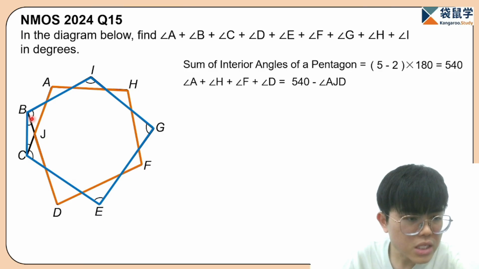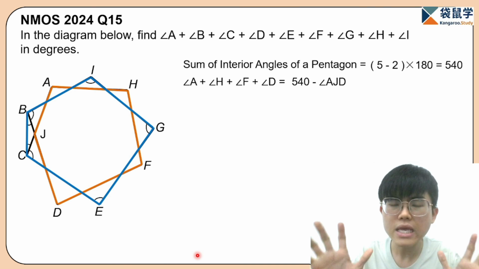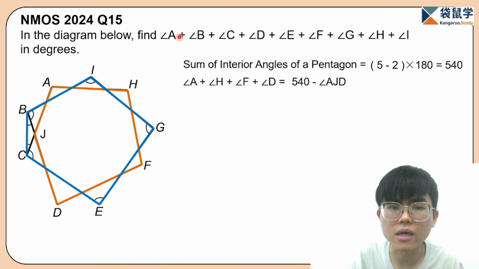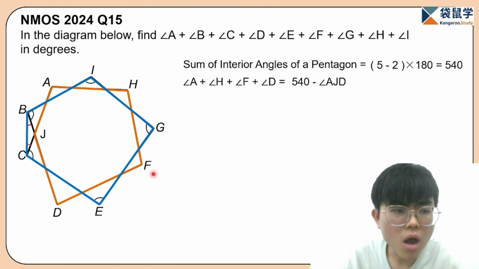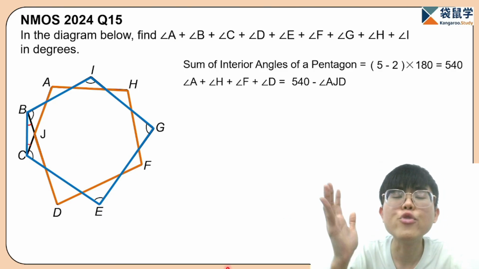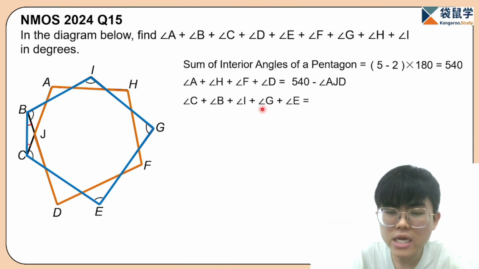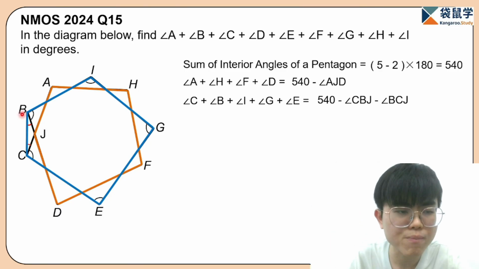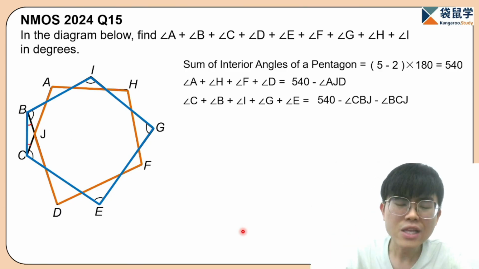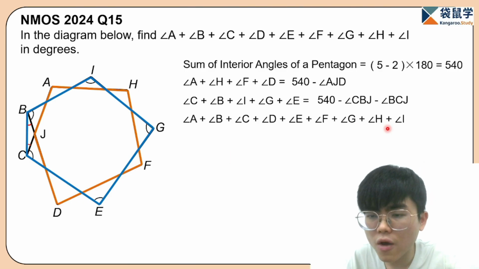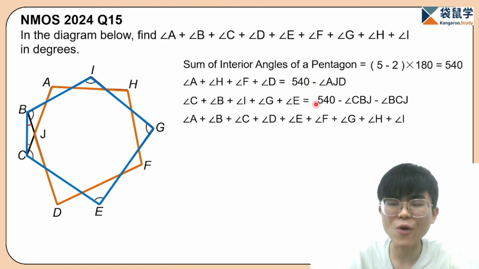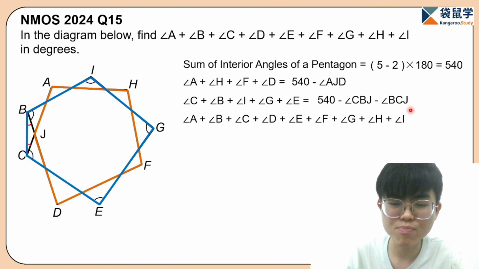Let's say you see these two parts, CBJ and also BCJ. These two angles are the extra part. They should not be included in our angle. So all of these parts, the red angles here, we should remove them. So CBIGE will have a sum of 540, and we remove CBJ and also remove BJC. Okay, everyone. Now the sum of all of these angles will just be equal to the sum of this part, 540 minus AJD, and also 540 minus CBJ minus BJC.